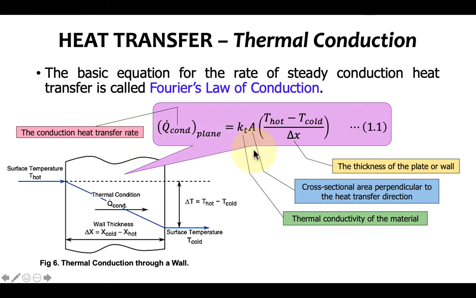k here is the thermal conductivity of the material, while A here is the cross-sectional area perpendicular to the heat transfer direction. And this triangle X symbol, called delta X, is the thickness of the plate or wall.